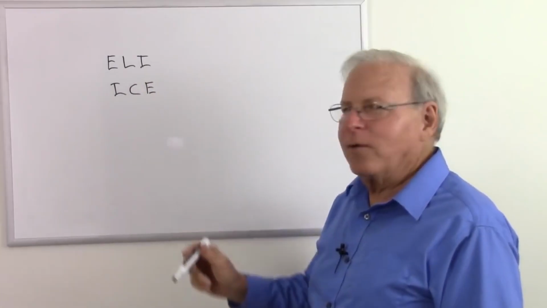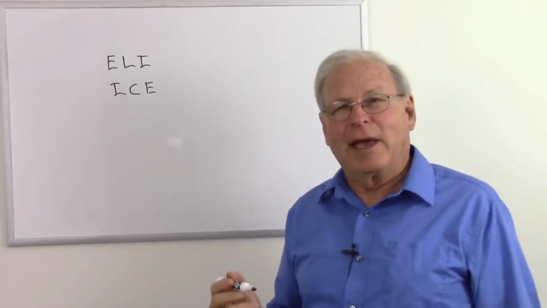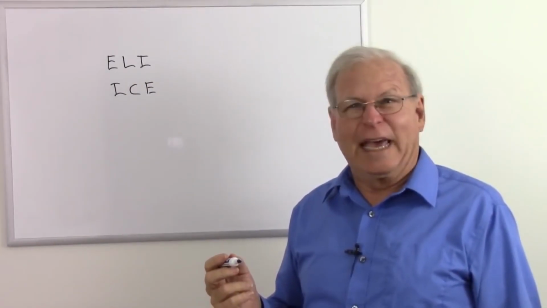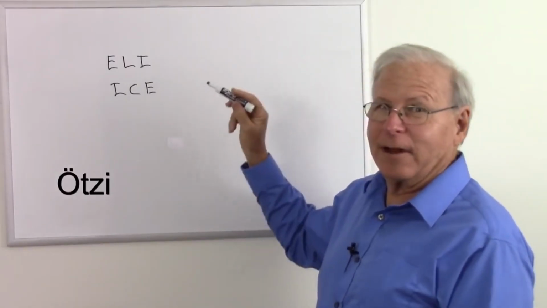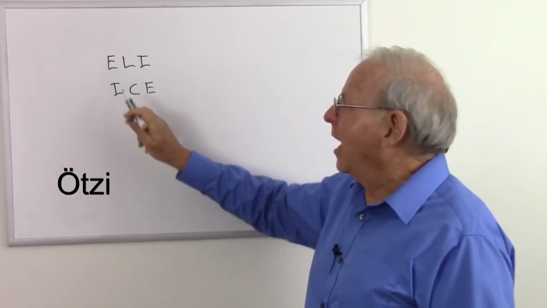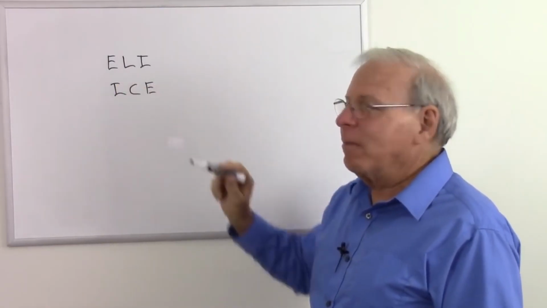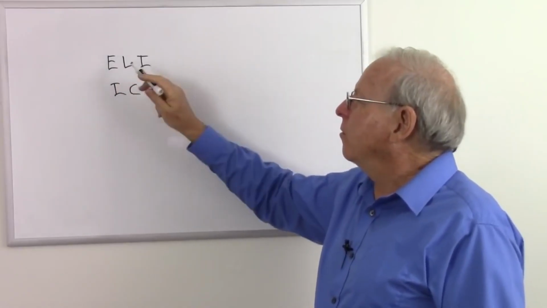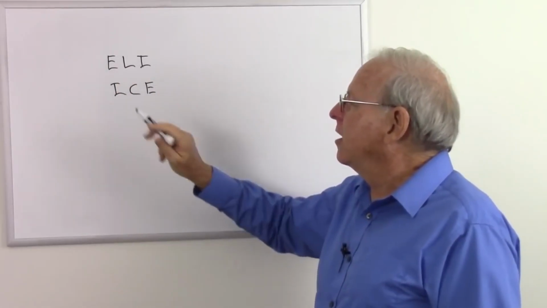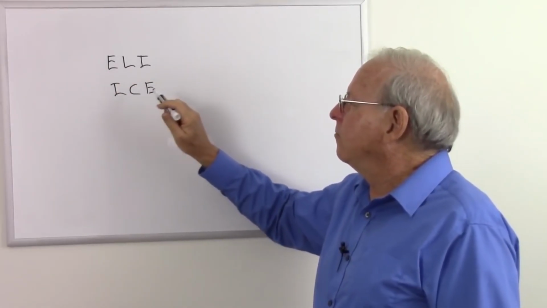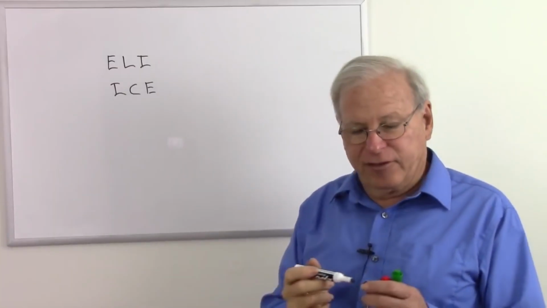Eli the Iceman. They should have called the Iceman Eli instead of Ötzi, which is what they called him, the guy they found in the Alps. They should have called him Eli. For Eli the Iceman, remember that. ELI: voltage comes before current in an inductor. ICE: current comes before voltage in a capacitor.